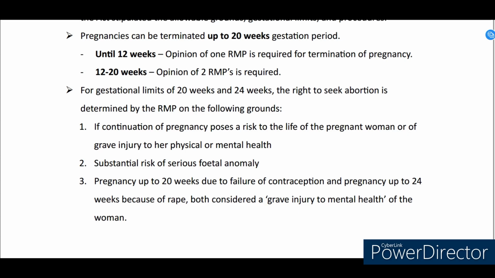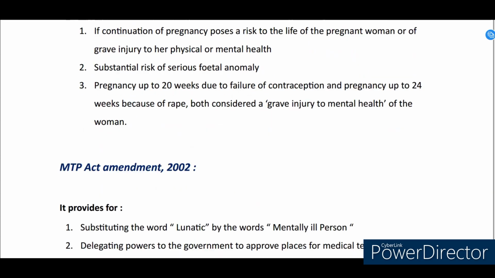If continuation of the pregnancy poses a risk to the life of the pregnant woman or of grave injury to her physical or mental health. Substantial risk of serious fetal anomaly. Pregnancy up to 20 weeks due to failure of contraception and pregnancy up to 24 weeks because of rape, both considered a grave injury to the mental health of a woman.